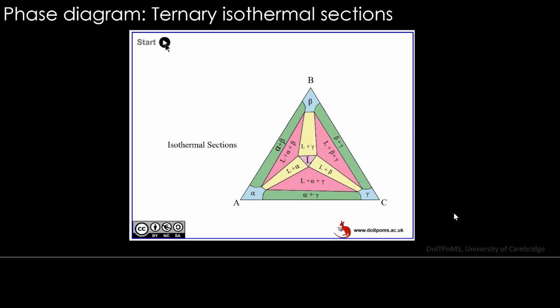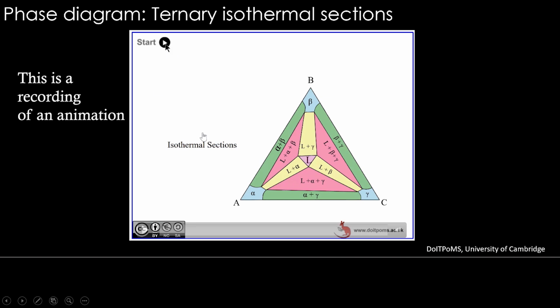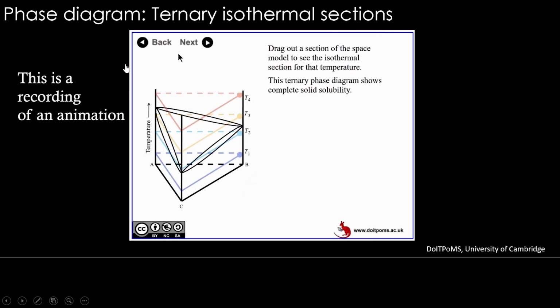So this is a small interactive animation. These kinds of things are available in this source. You can try it out. It's a wonderful source. You can see here isothermal sections, and an animation can be done. You can start the animation, and you will see there are different isothermal sections, T1, T2, T3, T4, and all are there. You can drag any of these out.